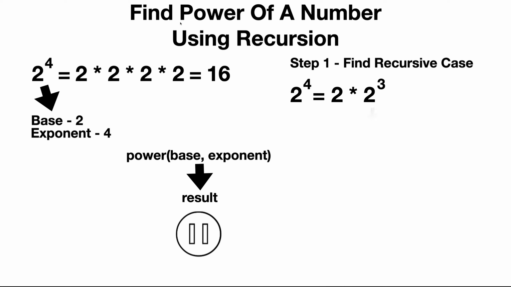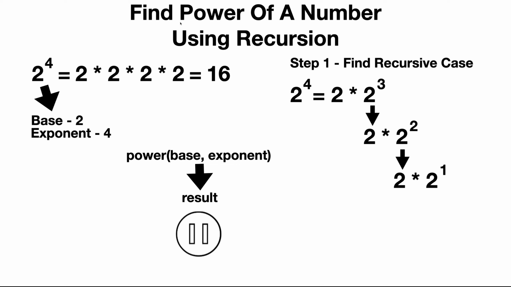Now 2 to the power 3 can be represented as 2 multiplied by 2 to the power 2. And if you want to break 2 to the power 2 further, it can be represented as 2 multiplied by 2 to the power 1. And as you know, 2 to the power 1 is nothing but 2 itself, which means that whenever our exponent becomes 1, you can basically return the base number itself. So having understood this, you can clearly see that there is a recursive pattern in this problem, so we can use a recursive solution.